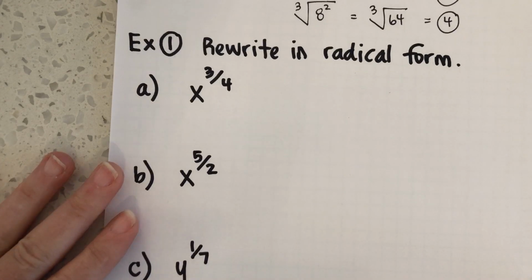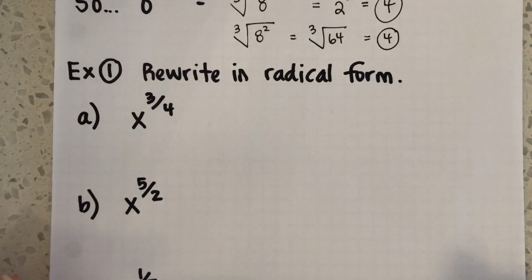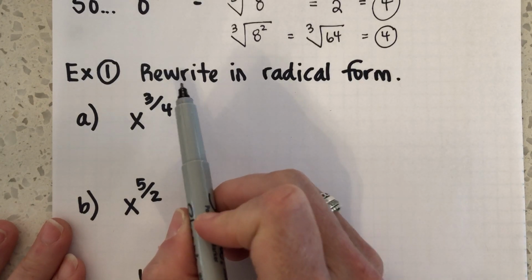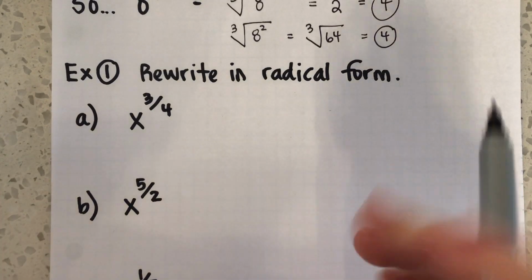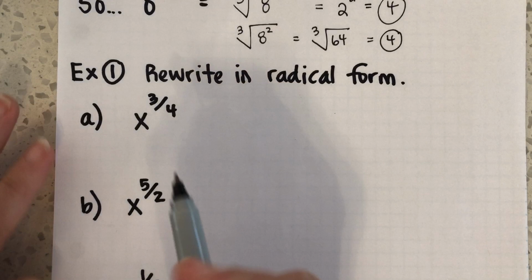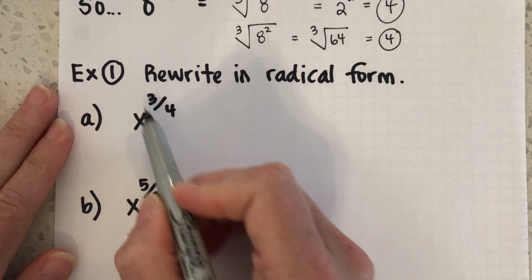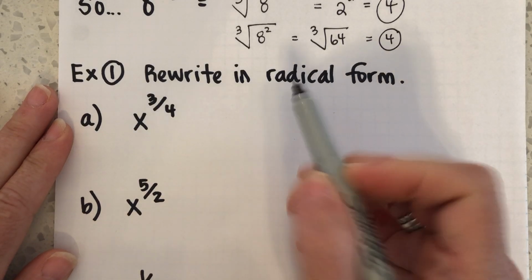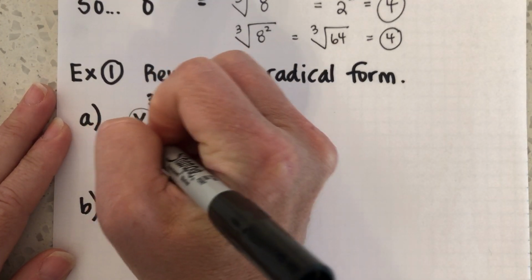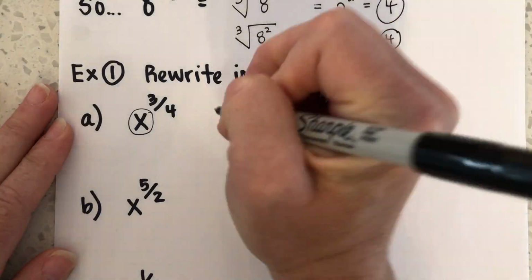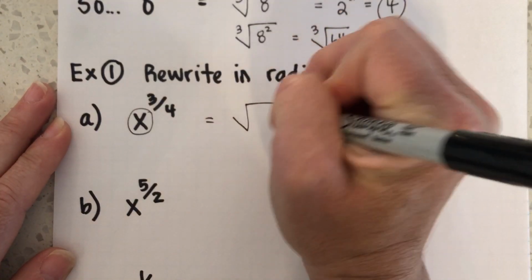All right, let's practice it. So pay attention to the directions. This time, they want you to rewrite each problem in radical form. So it needs to be written as a radical. All right, so it says x to the 3/4. Clearly right now it's written as a rational fractional exponent. We need to turn this into a radical. So take whoever the exponent is on, in this case x, and throw it under a radical.